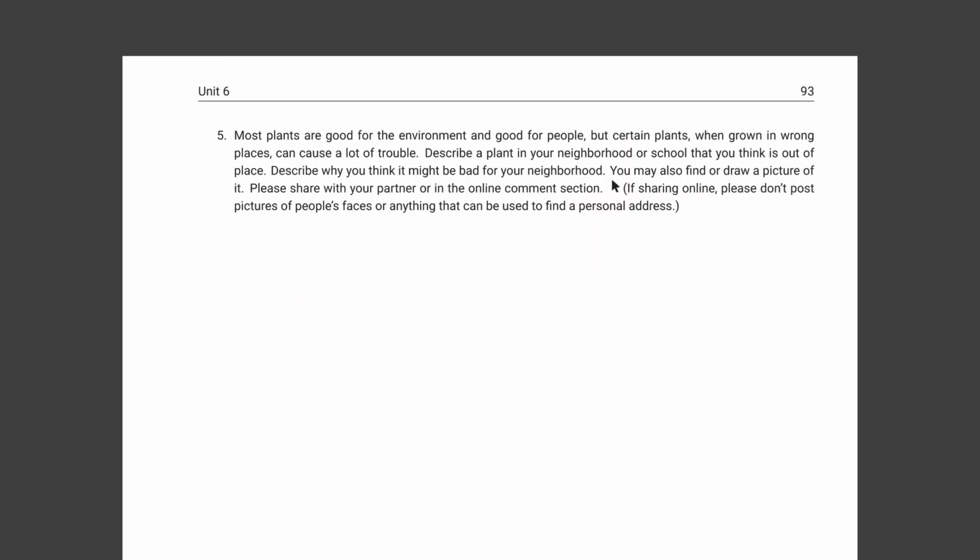In the final part of this activity, we have an open-ended question. Many plants are good for the environment and good for people, but certain plants, when grown in wrong places, can cause a lot of trouble. Describe a plant in your neighborhood or school that you think is out of place. Describe why you think it might be bad for your neighborhood. Let's pause the video and think about this for about 30 seconds, and then we can wrap up this video.